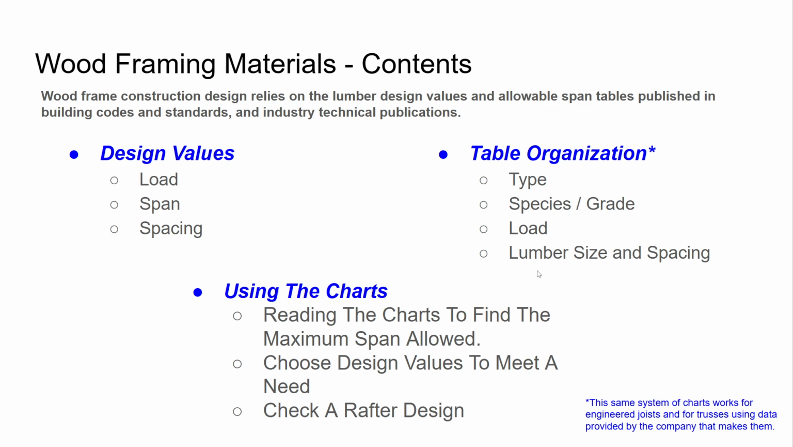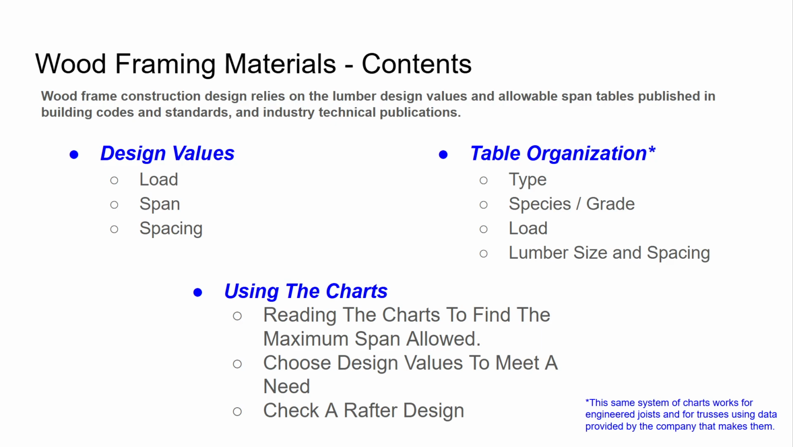And then, of course, we have our lumber size, 2 by 4, 2 by 6, 2 by 8, etc., and the spacing, how far apart the joists or the rafters are spaced. That's often 12-inch, 16-inch, 24-inch, things like that. So now we have a very complete set of charts, and you read the charts to find the maximum span allowed. And then, of course, you can compare that to your design.